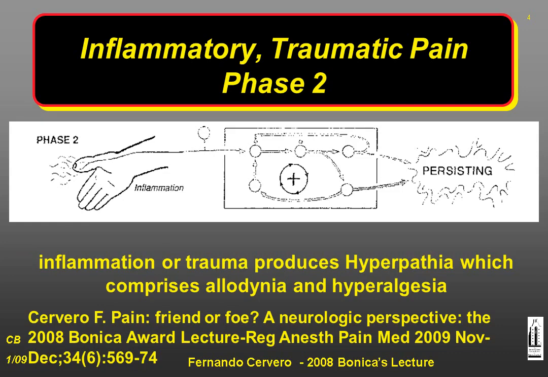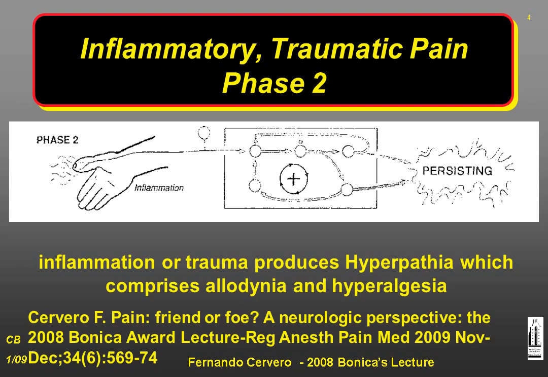Returning to Fernando Cervero presentation, we see now in this slide that it describes a second phase, a phase associated with inflammation or trauma. In this condition, low-intensity stimuli activate the nociceptive system. The impulses are carried to the brain, causing significant pain, even though the stimuli are of low intensity. This condition, typical of an inflammation or trauma, is called hyperpathia, and it consists in the combinations of both allodynia and hyperalgesia.